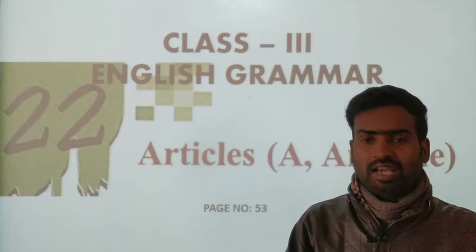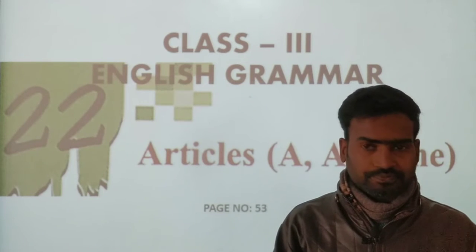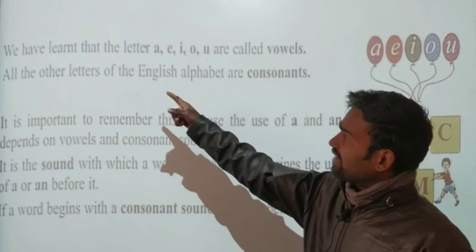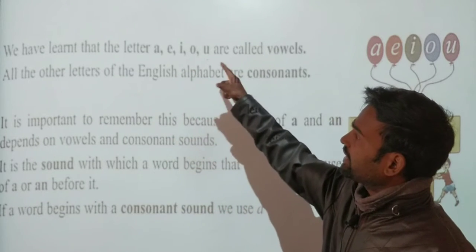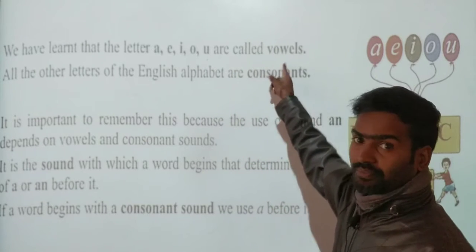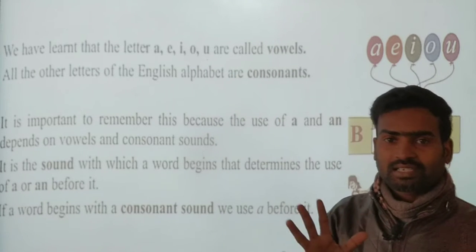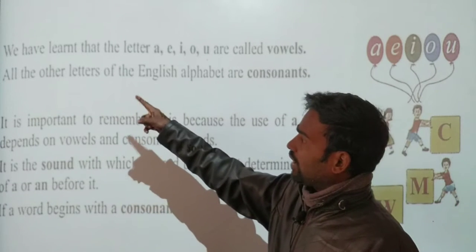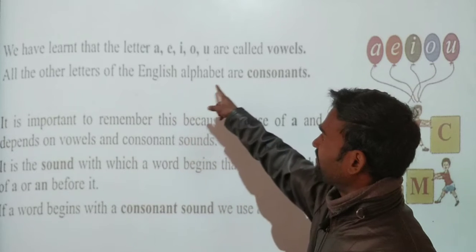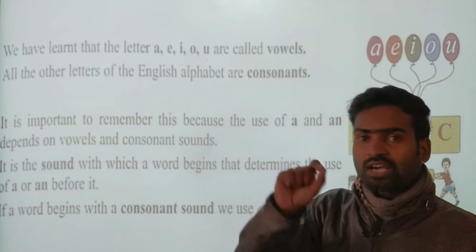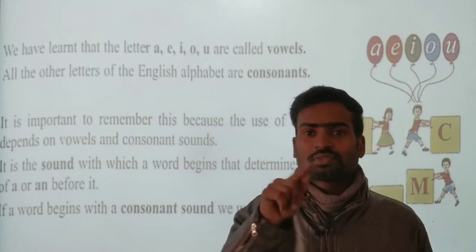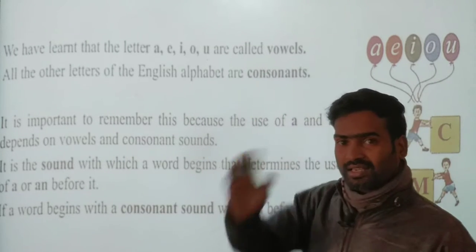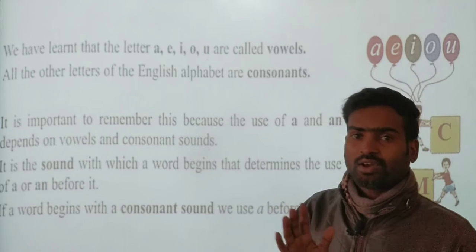Now we shall see where we use a and an and where we use the. We have learned that the letters A, E, I, O, U are called vowels. There are 5 letters: A, E, I, O, U. All the other letters of the English alphabet are consonants. So we have 5 vowel letters and 21 consonant letters. Except A, E, I, O, U, the other letters are called consonants. We have learned that already.